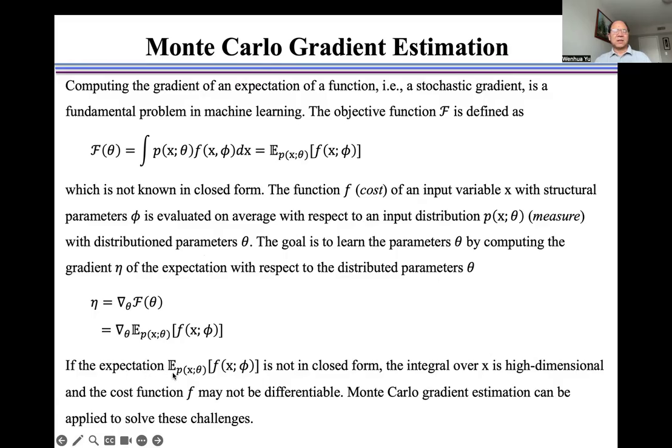If the expectation EP is not in closed form, the integral over x is high dimensional, and the cost function f may not be differentiable. Monte Carlo gradient estimation can be applied to solve these challenges.